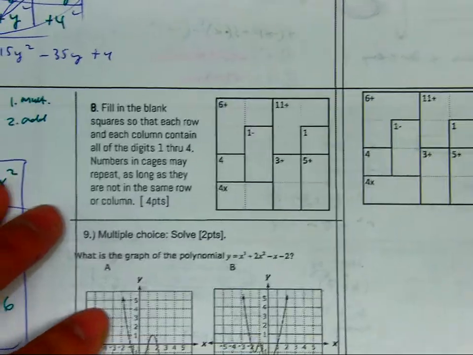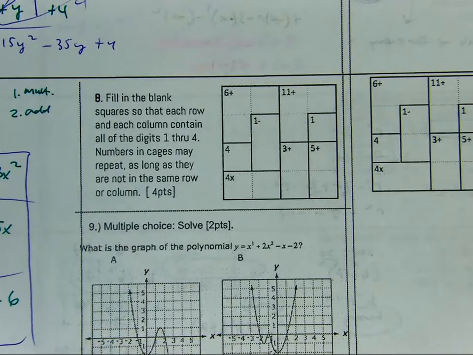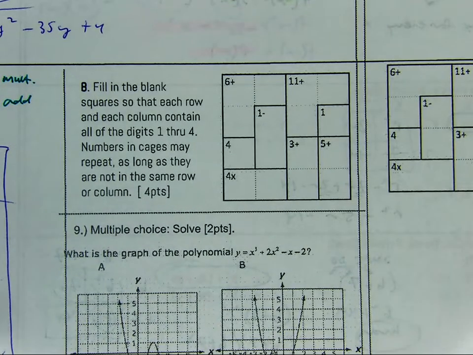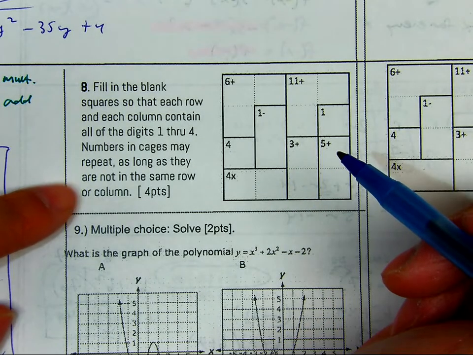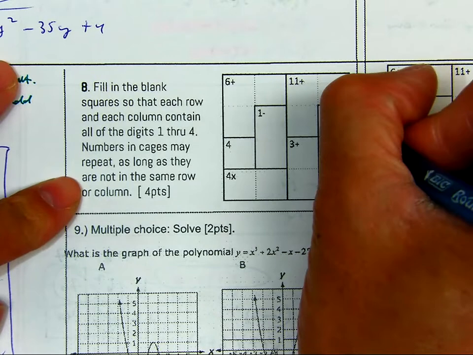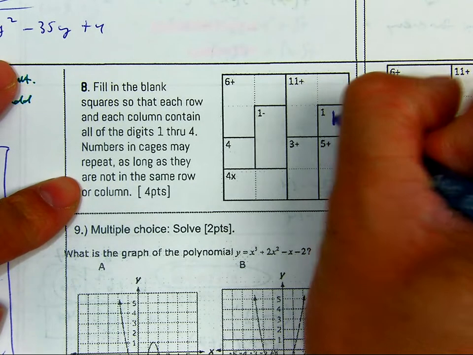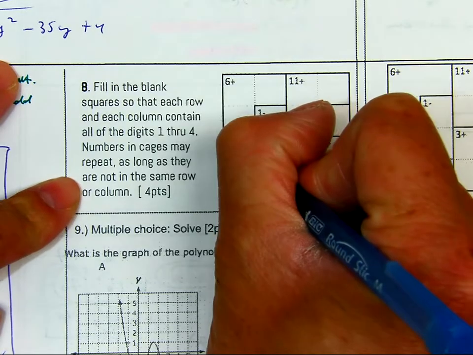Fill in the squares so that each row and column contain all the digits 1 to 4. Numbers in cages may repeat as long as they are not in the same row or the same column. So I have my freebie. This is a 1 because there's no math operation. This one is a freebie, no math operation.